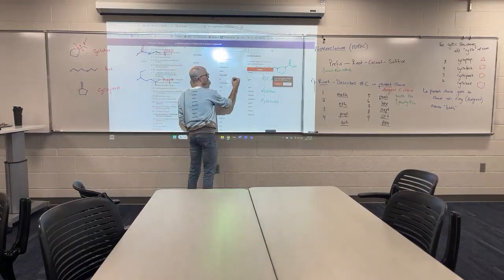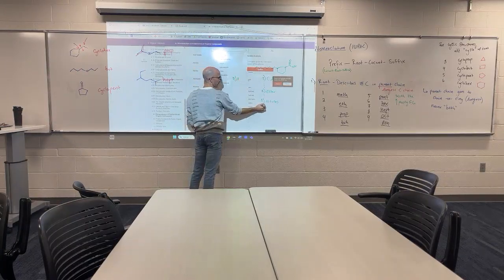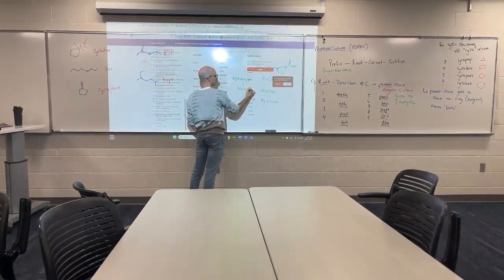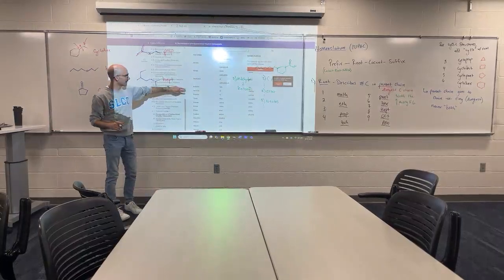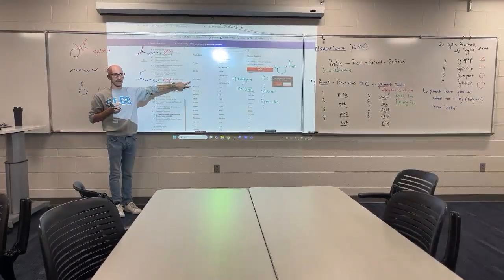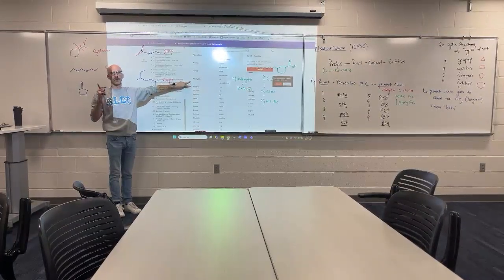Then we get aldehydes after we skip a few. And ketones. Aldehydes and ketones actually share priority. Neither one is higher priority. However, if both are present, priority goes to the aldehyde.